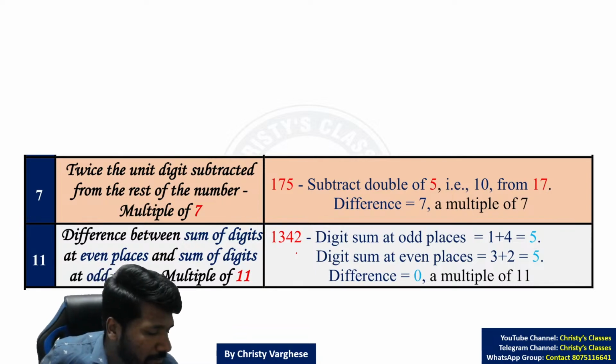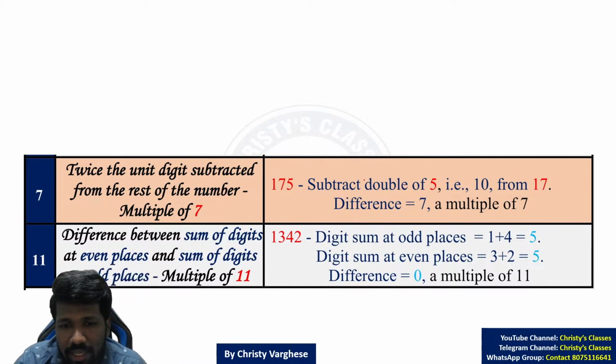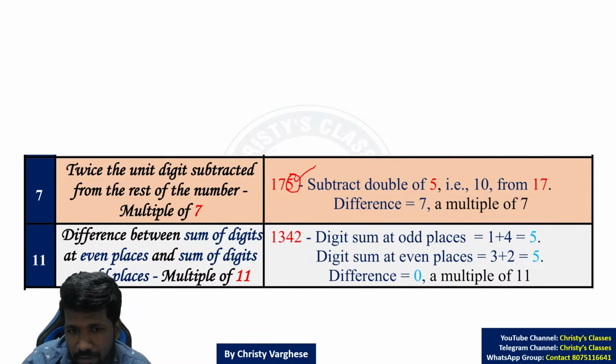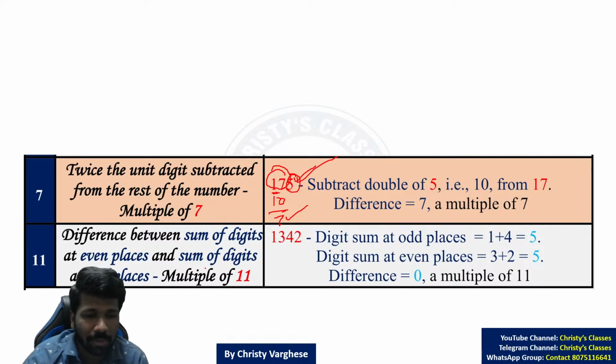Okay, to check whether a number is divisible by 7, take the last digit, double it and subtract it from the remaining number. 5 doubled is 10. Subtract it from the remaining 17. 17 minus 10 is 7. As 7 is divisible by 7, 175 is also divisible by 7.